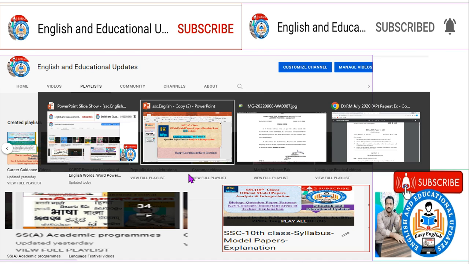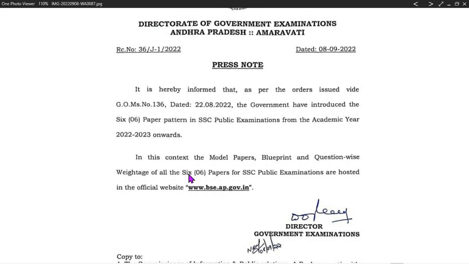Now let's go to the circular which was released by Honorable Director Government Examinations Andhra Pradesh. So it says that from this academic year we are going to have 6 paper pattern for SSC public examinations, and all the model papers are downloadable from this official website www.bsc, which stands for Board of Secondary Education ap.gov.in. So go through this circular and get more details from this website.